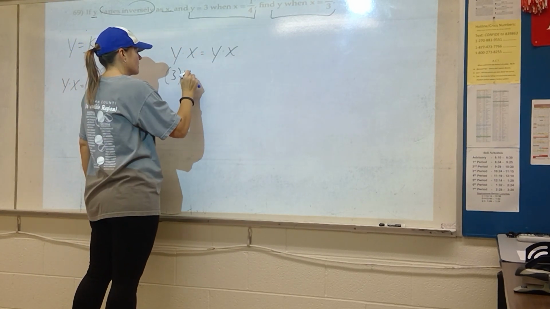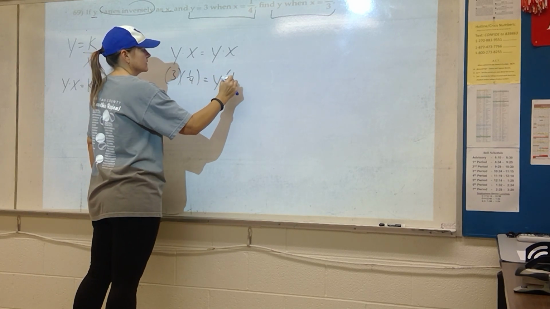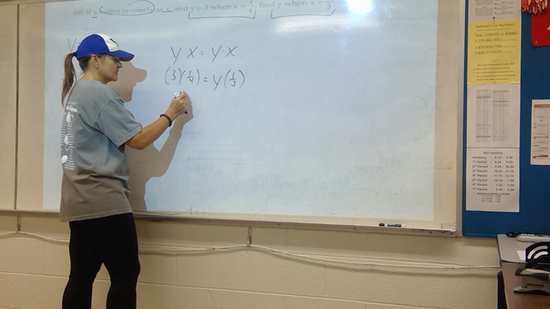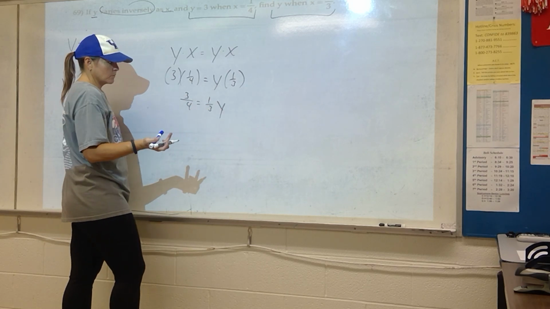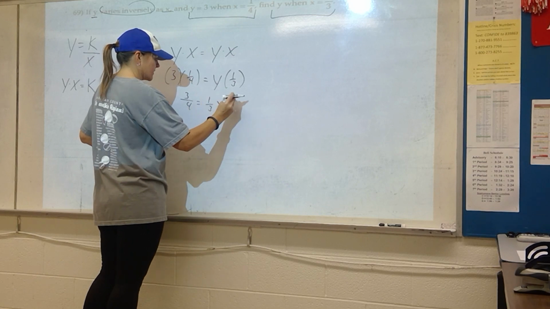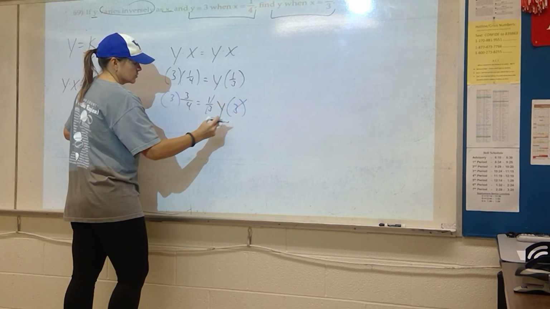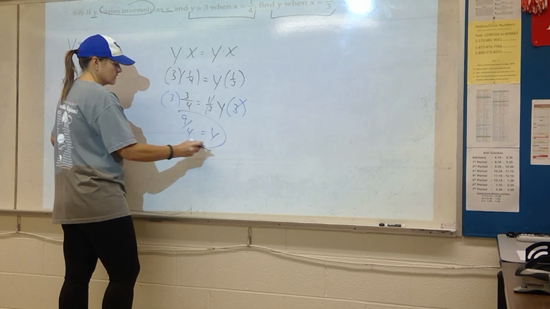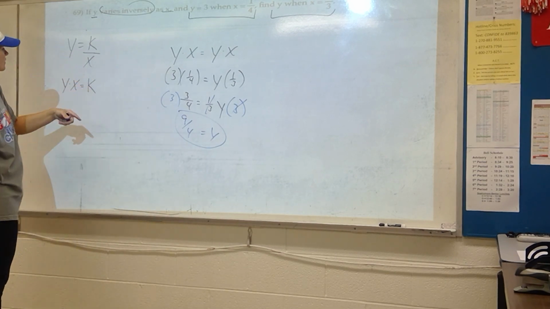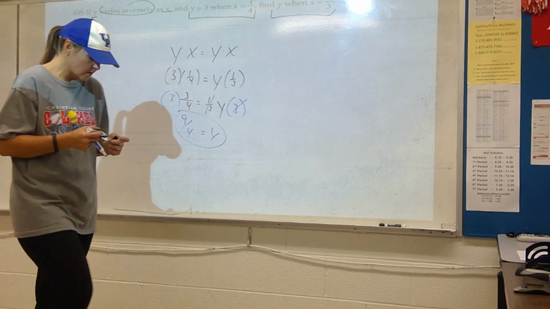So 3 times 1/4 equals whatever, we don't know y, times 1/3. This is 3/4 equals 1/3 y. I would multiply both sides by 3 to get rid of the 1/3. 3 times 3/4 is 9/4. Now, you could have plugged in your y and your x, solved for k, but that takes too long, just do it this way.